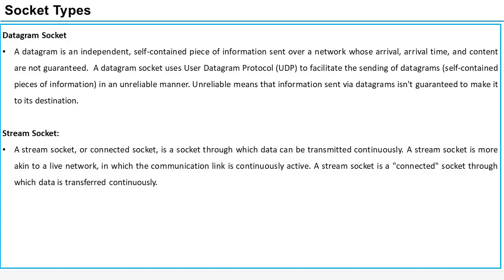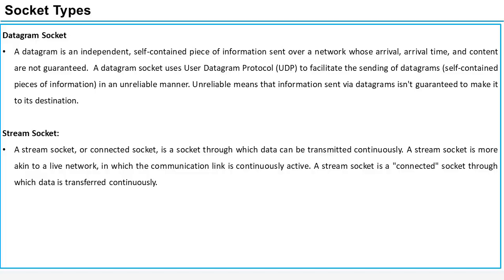A datagram is an independent, self-contained piece of information sent over a network whose arrival time and content are not guaranteed. A datagram socket uses the User Datagram Protocol to facilitate the sending of datagrams in an unreliable manner. Unreliable means that the information sent through datagrams isn't guaranteed to make it to its destination.